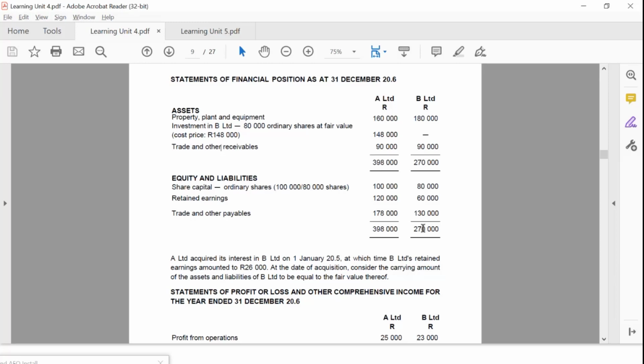Remember, when you are preparing consolidated financial statements, you have your own financial statement as the parent, and the subsidiary has its own financial statement. Then when you prepare the consolidated financial statement, you join them together, A plus B on a line by line basis. Then you eliminate.